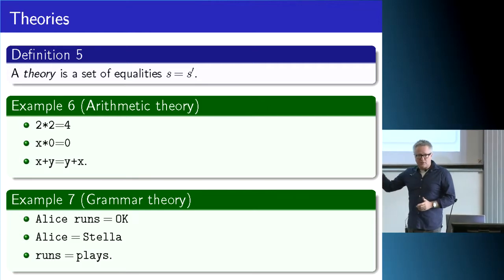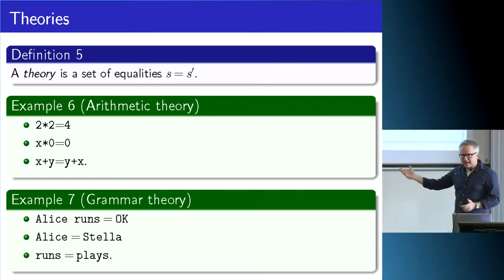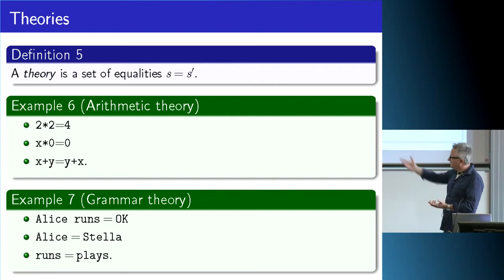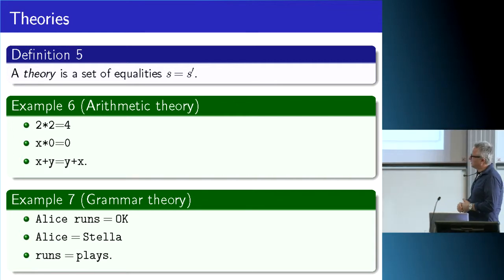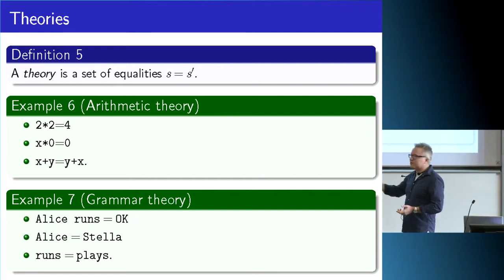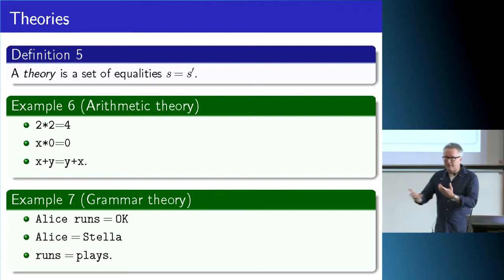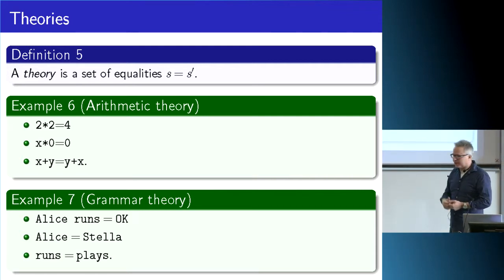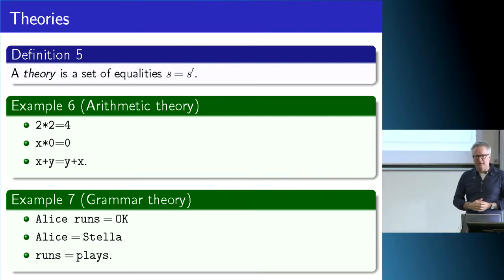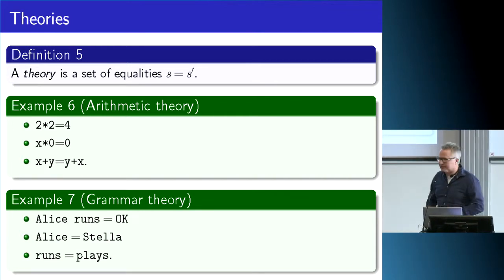So Alice runs is okay. Alice can always be replaced by Stella while preserving grammatical correctness. That's the meaning of the second equality. And then similarly, runs can be replaced by plays while preserving grammatical correctness. Changing semantics, of course, but preserving grammatical correctness. Okay, so those are examples of theories.